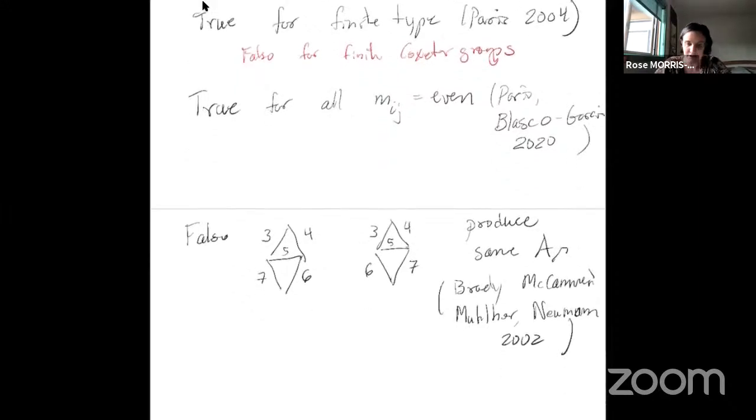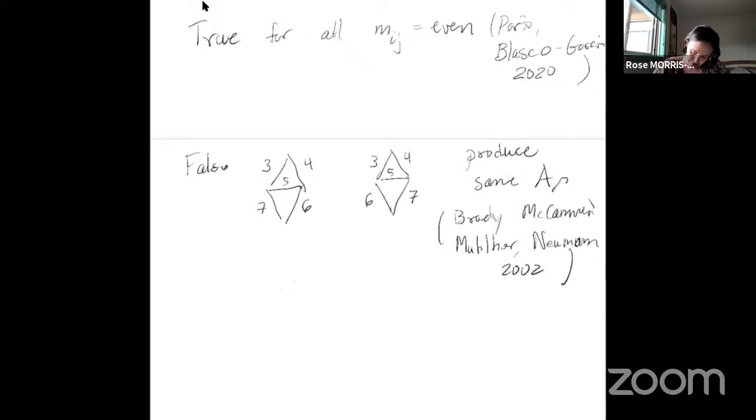And so now the conjecture is, is this the only way to produce examples like this, right? So maybe I should write that. New conjecture.